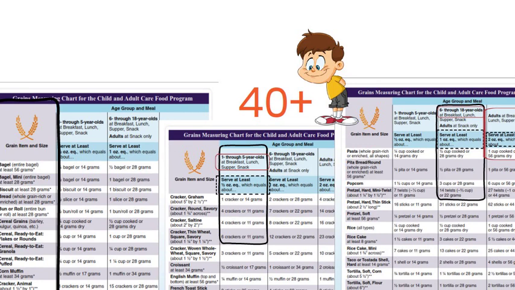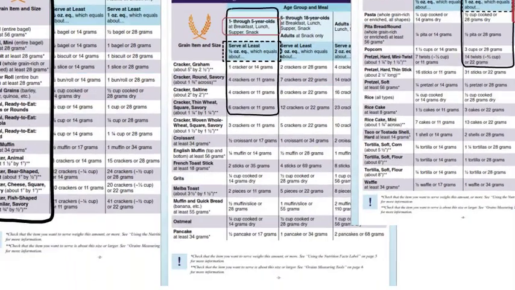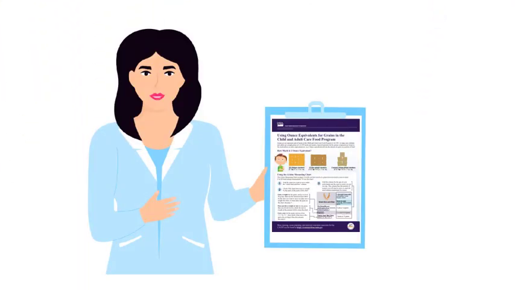As I mentioned, this chart has over 40 grain items that might be commonly served in the CACFP. If you want to serve a grain item that is not listed on this chart, we will talk about other tools you can use at the end of today's session. This chart is designed to grab and go, so someone can pick it up and start using it. For those who might like instructions, we also include steps on how to use the chart on page 1 of the worksheet. So let's take a look at page 1 now.